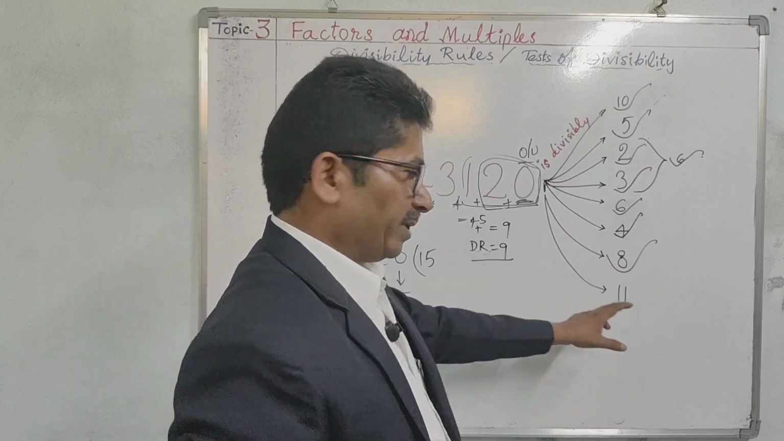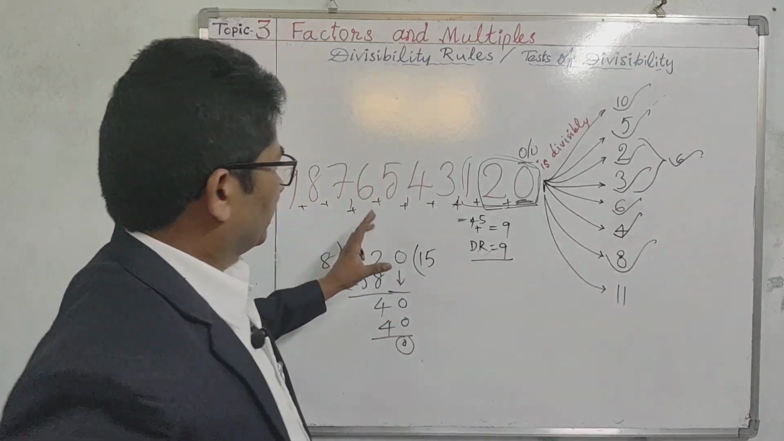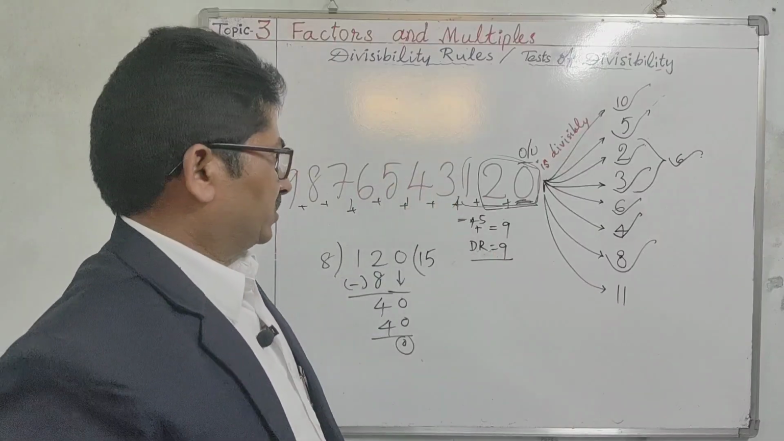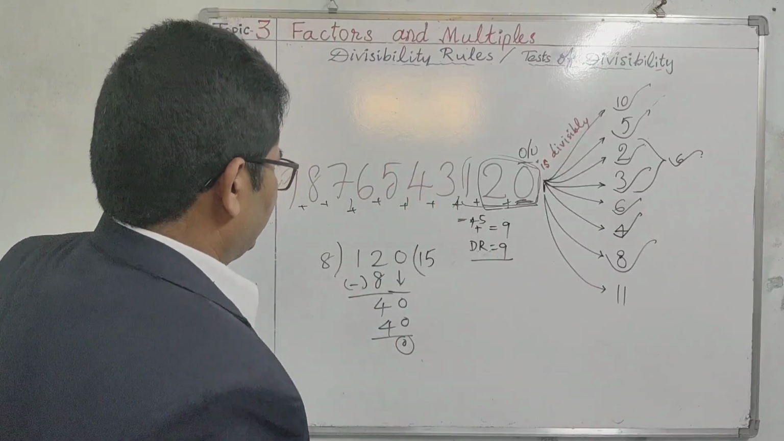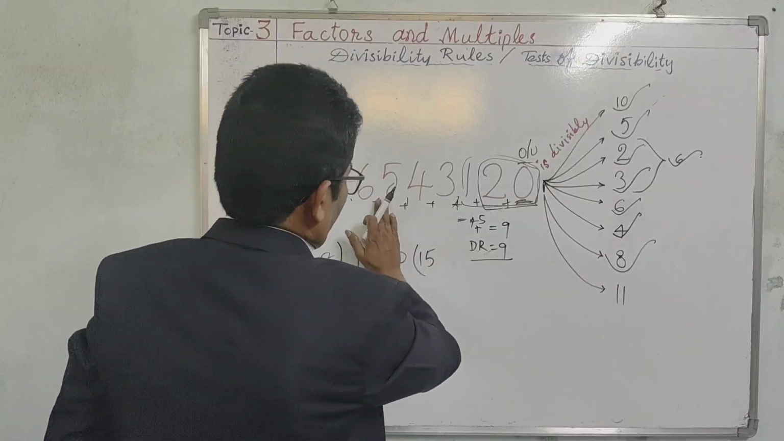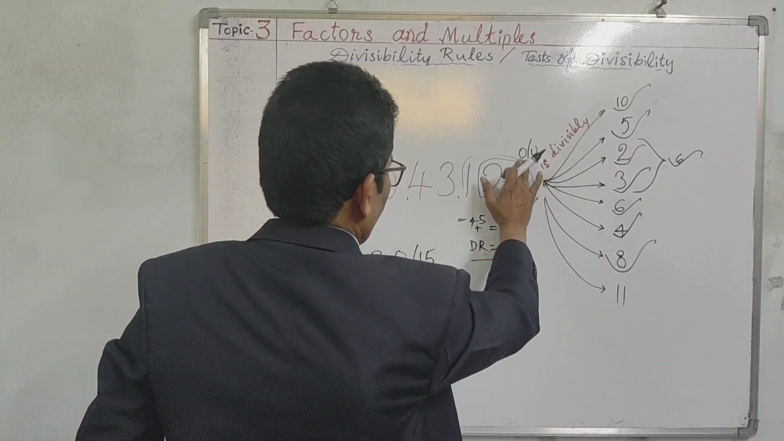So is this divisible by 11? We can check. We can add alternate digits. Sum of alternate digits.